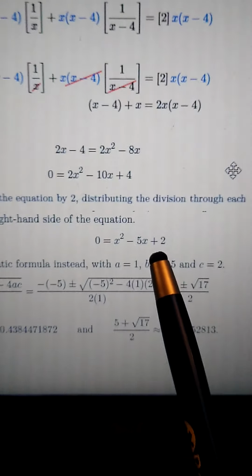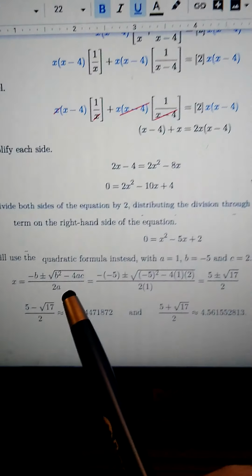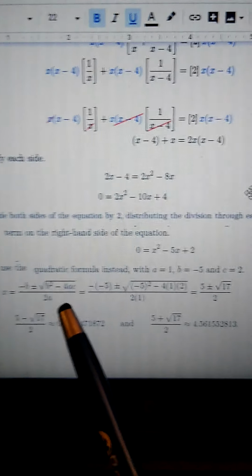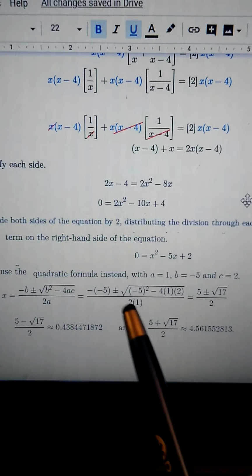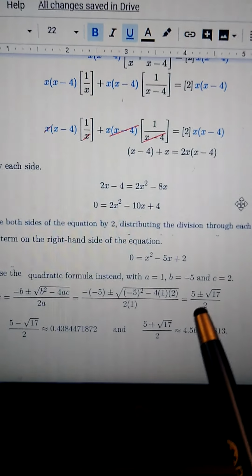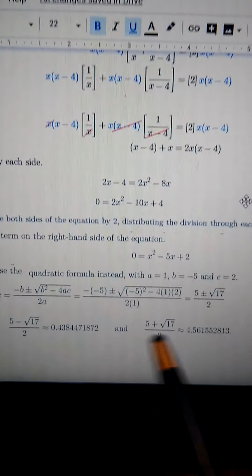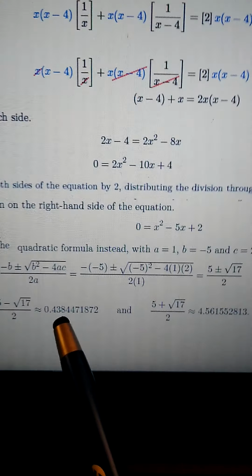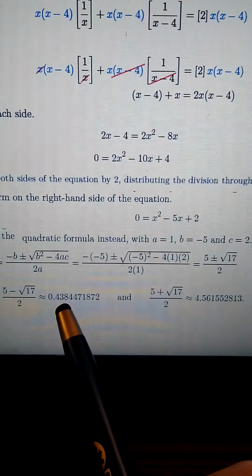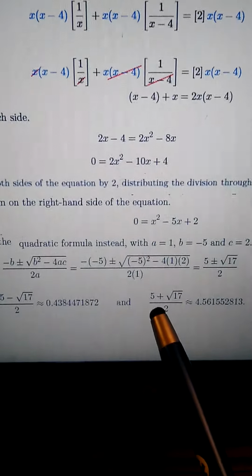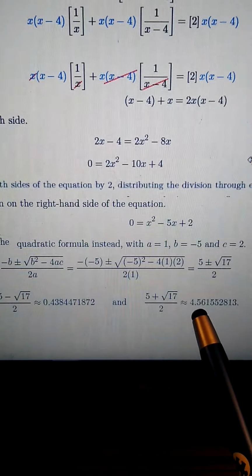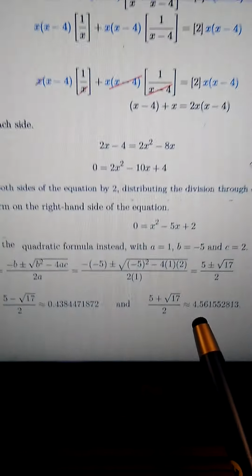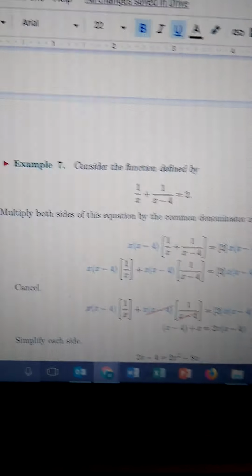Now this is not factorable, so we're going to have to pull out the quadratic formula, and there's the formula for you. When you plug in a, b, and c, you're going to get 5 plus or minus the square root of 17 all over 2. 5 minus the square root of 17 all divided by 2 gives me about 0.44, 2 decimal places is okay. And 5 plus the square root of 17 all over 2 is 4.56. And again, we're going to have to check those answers, so we'll go ahead and do that now on the calculator.